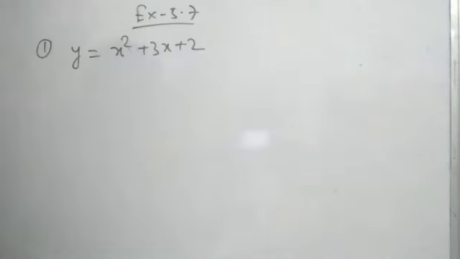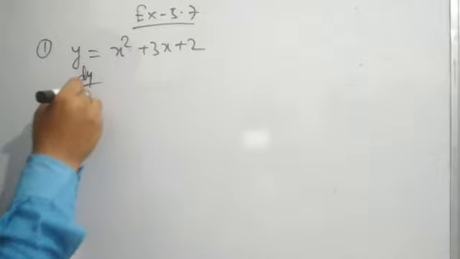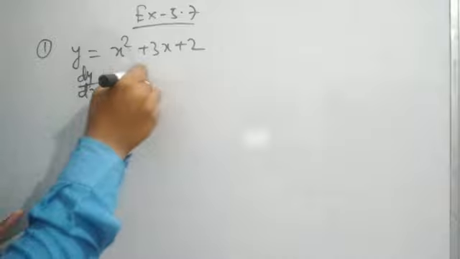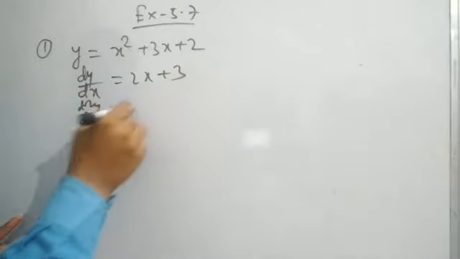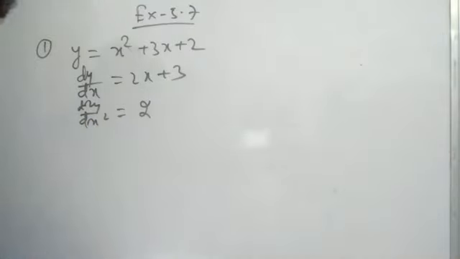So now consider exercise 5.7, first bit, that is question number 1, x square plus 3x plus 2. So we have to find the second order derivative. Find the first order derivative dy by dx, it will be 2x plus 3. Then d2y by dx2 is equal to 2. Similarly, the second question you can find easily, x to the power 20. The first will be dy by dx is equal to 20x to the power 19. Again derivative.